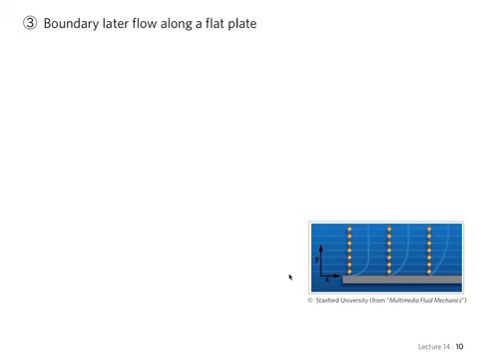The previous one was not steady because it was impulsively started, and so there's some time dependence as the flow gets used to the change that happened with the plate suddenly started. This case is steady, and it's called boundary layer flow. Oh, "later" is a typo. It should say layer. Boundary layer flow. So again, we're going to neglect hydrostatic effects.